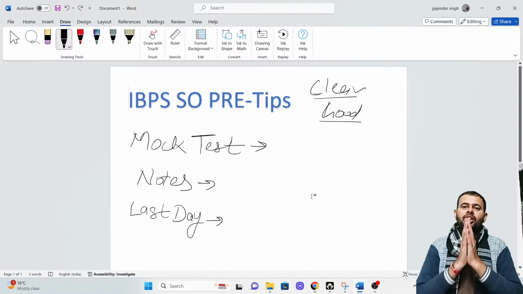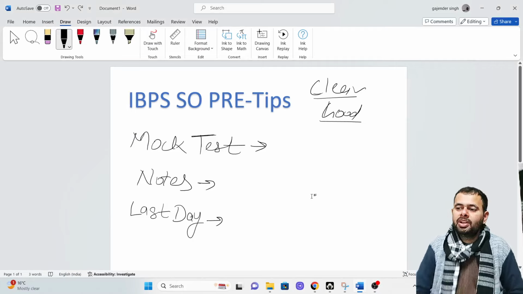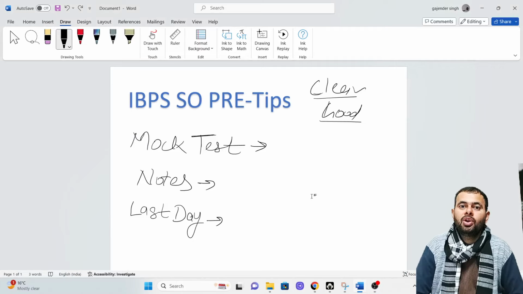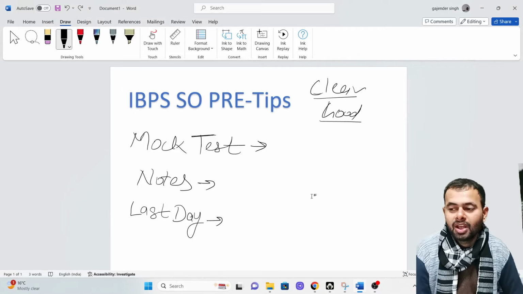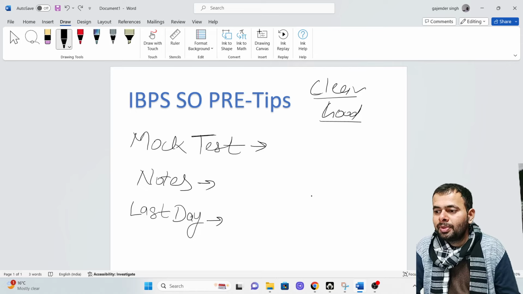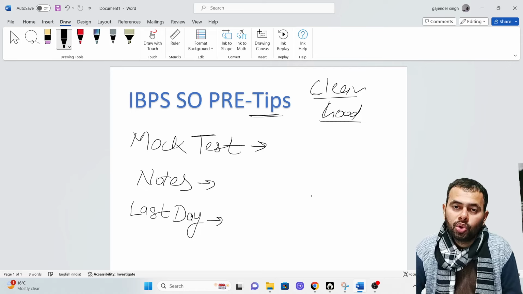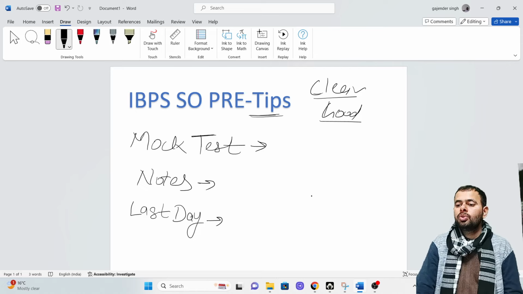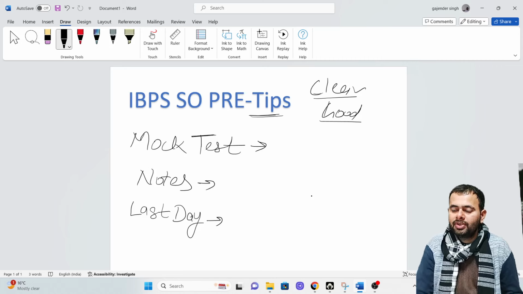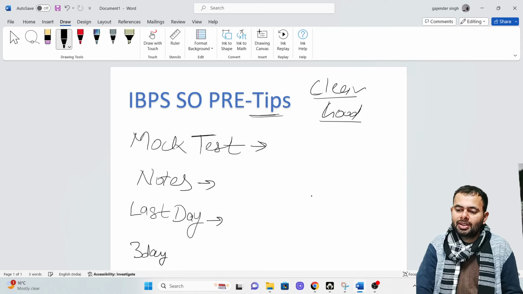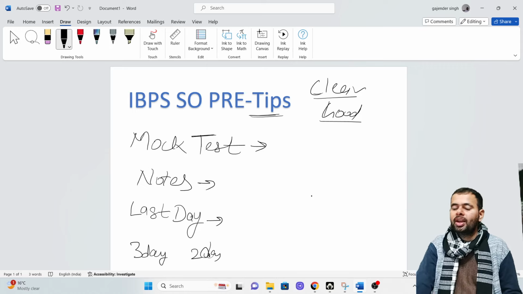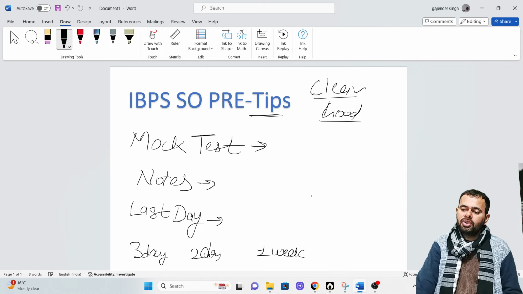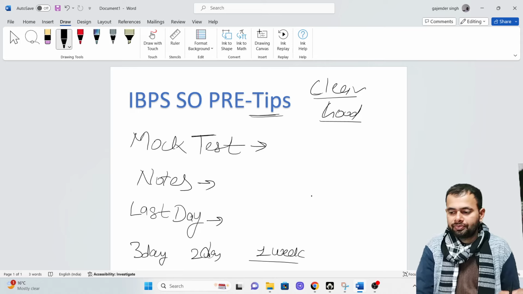My friends, Namaskar. So, IBPS SO pre-exam tips, and this is very useful if your exam is very soon. These tips are applicable if you know the basics and you have given a few mock tests. Let's suppose my exam is after 3 days or 2 days, what you have to do in the last days. And let's suppose my exam is after 1 week. So this video is very, very useful to you.